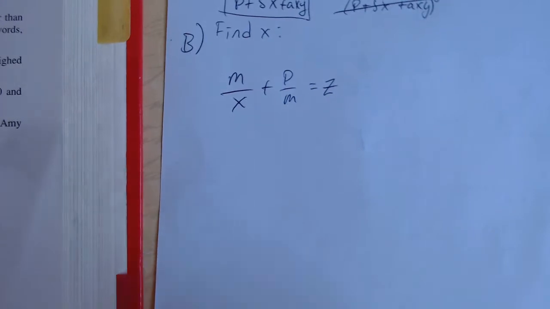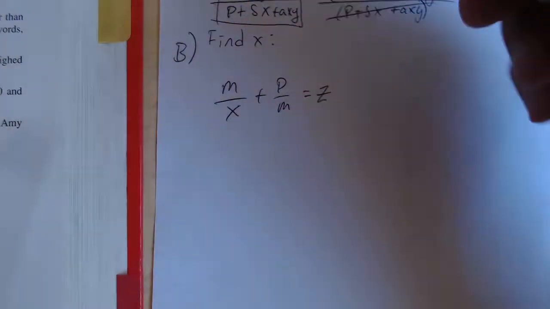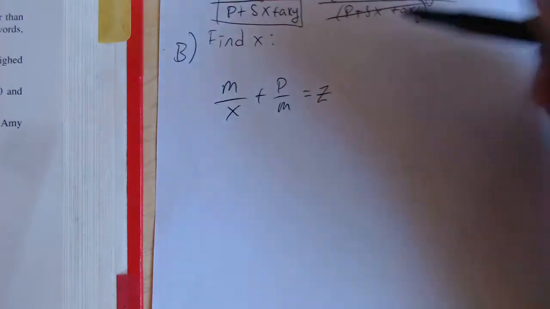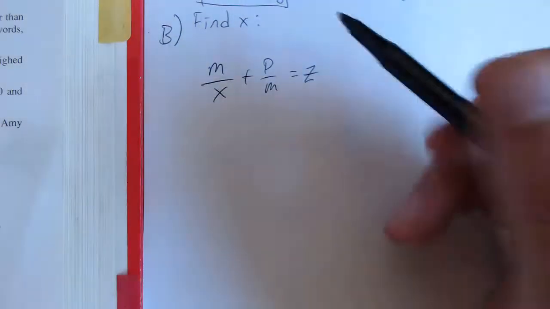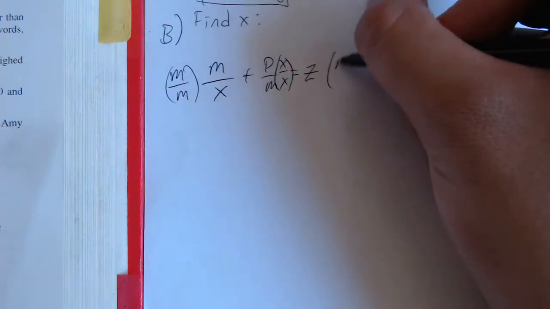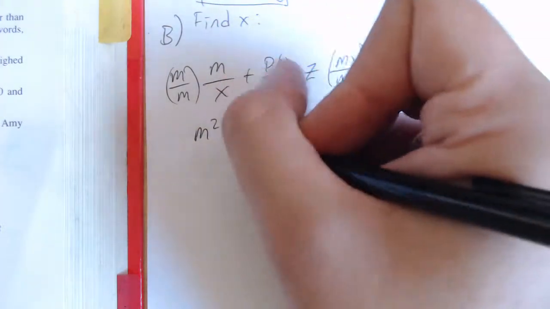Now the second method, which I think works better for whole numbers, but if we're working with a bunch of letters and irrational numbers, it's easier with letters. But the second method is to find the common denominator, which is xm, and then multiply each term by what they're missing. So this one would get multiplied by m over m. This one would get multiplied by x over x, and this would get multiplied by mx over mx.